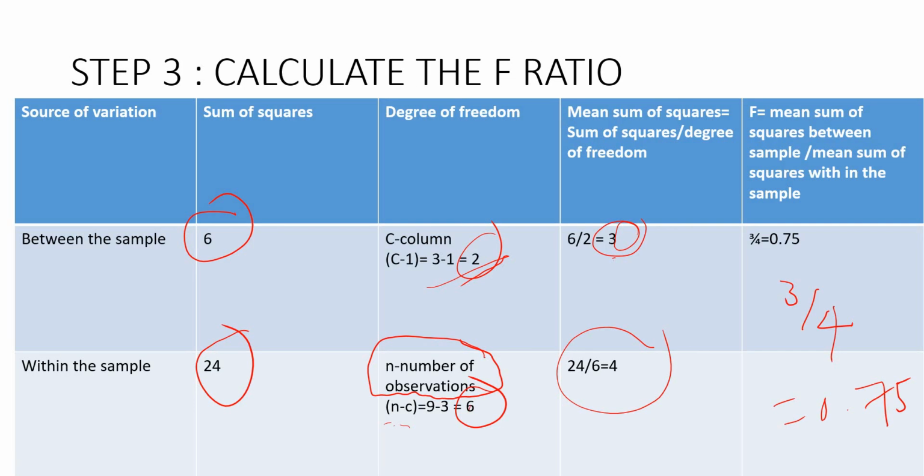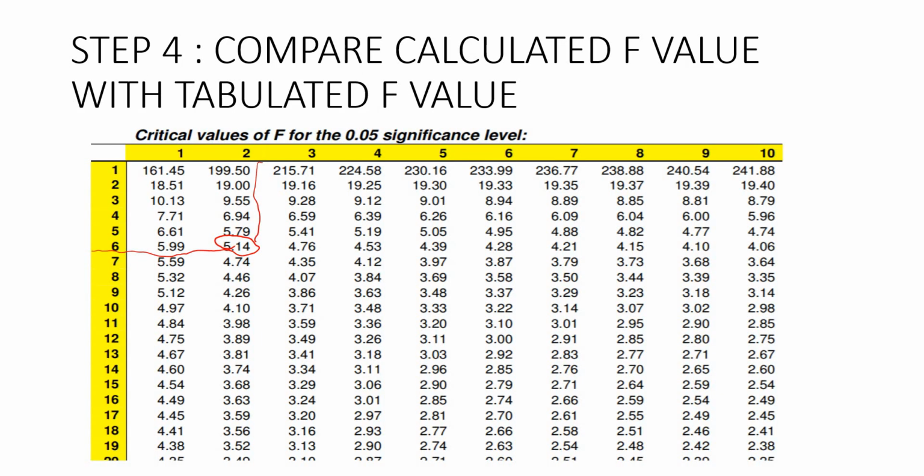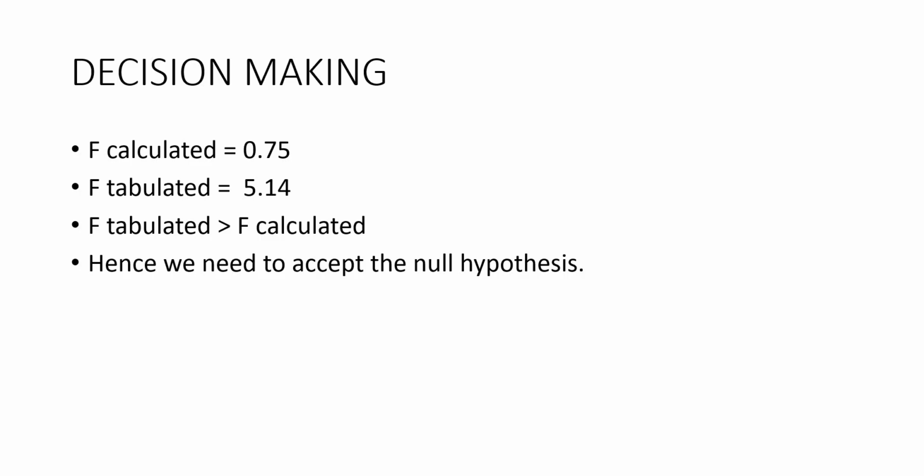You got it. Our calculated value is 0.75. This is for a significance level of 0.05. Please watch the video on significance level. This is the optimum value for the significance level, and it's really important. So for a significance level of 0.05, 5.14 is the tabulated value of F. The tabulated F is 5.14 and the calculated is 0.75, so the tabulated value is greater than the calculated value, right?